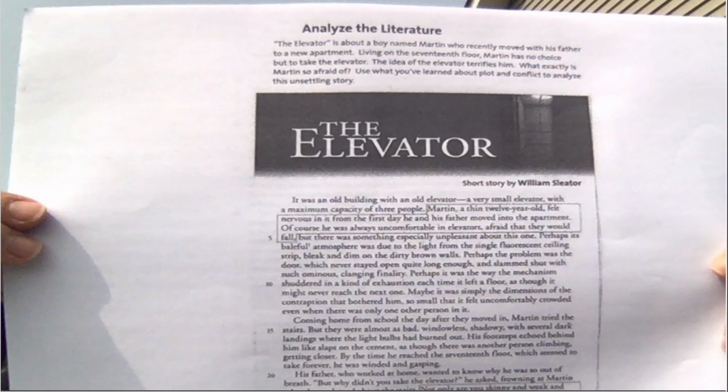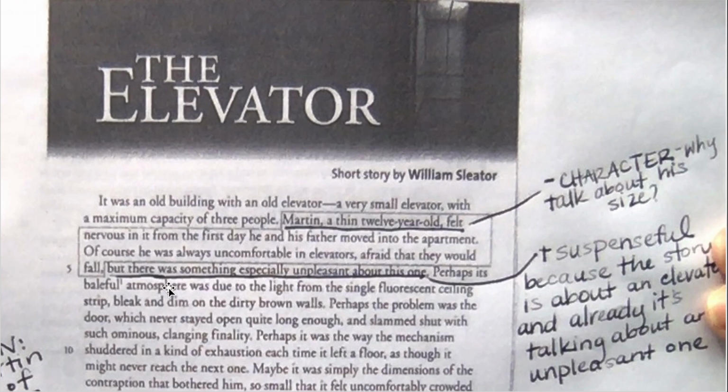Okay, so that should jog your memory about reading The Elevator. So here is the beginning of my modeling. You'll notice right here I have a minus, and I've chosen to underline what I'm talking about. You don't have to. Some people use highlighters, but it gives me an idea of where I'm pointing to. So my minus, this means the character, and this is when Martin, a thin 12-year-old.